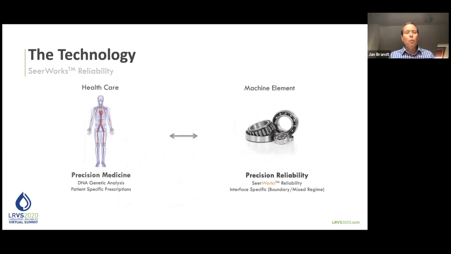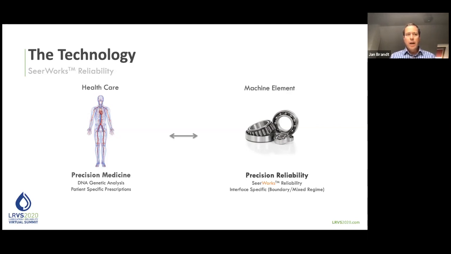And how does that help us? Well, why are we doing this? We want to be proactive. So in healthcare, for example, everybody has heard about precision medicine. You take the blood sample, you assess the blood, and then you come up with prescriptions: okay, this patient is at this risk for this disease. Now we can schedule proactive treatment. We take a similar approach in machine elements, where we look at precision reliability.